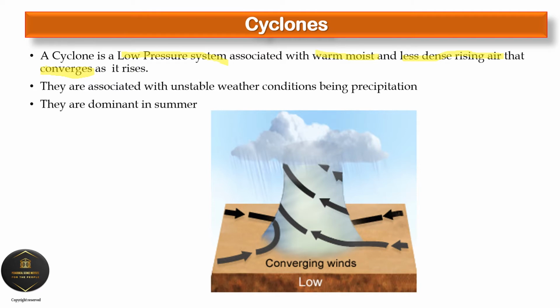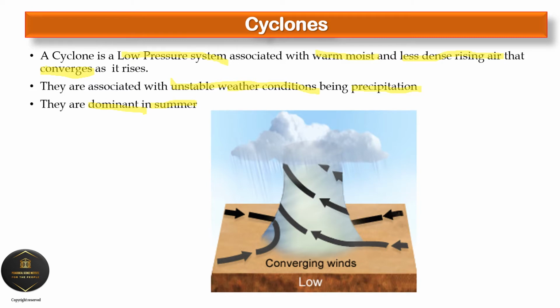Now, what are some of the associated weather patterns? You must note that low pressure systems are associated with unstable weather conditions, which bring precipitation as a result. Unstable weather is when we have clouds and wind and precipitation. And we know that unstable weather is mostly dominant in summer. So low pressure systems are dominant in summer.